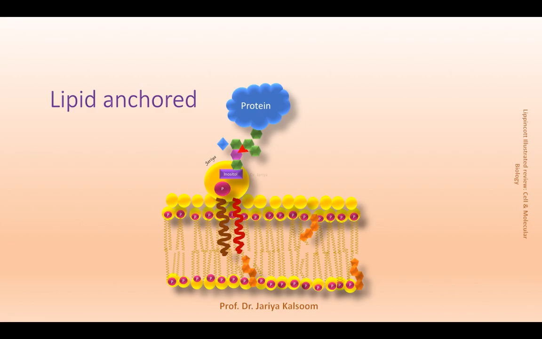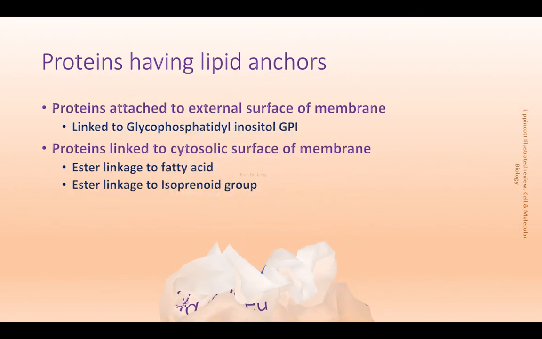Some proteins are attached via a GPI anchor, which is glycophosphatidylinositol. These proteins protect the cells from the immune system and increase lateral mobility. Proteins having lipid anchors may be present on the external surface via GPI, or glycophosphatidylinositol, or these may be present on the cytosolic surface of the membrane. Here they may be linked to an isoprenoid group.